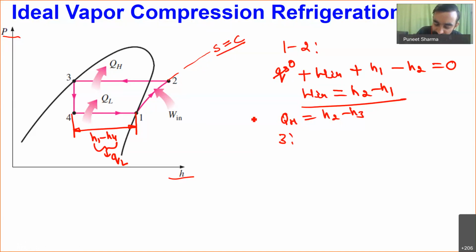So this is for process number 2 to 3, and for process number 3 to 4, we have already seen that H3 equals H4. It's a constant enthalpy process.